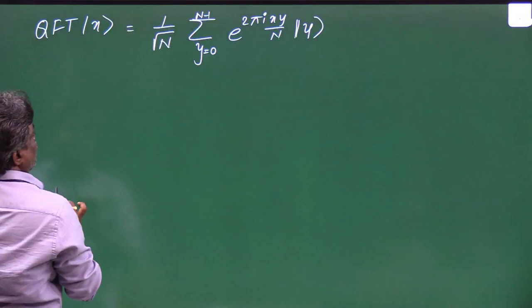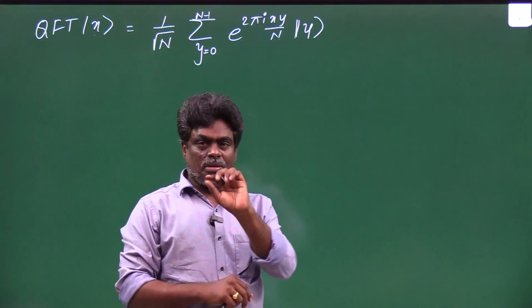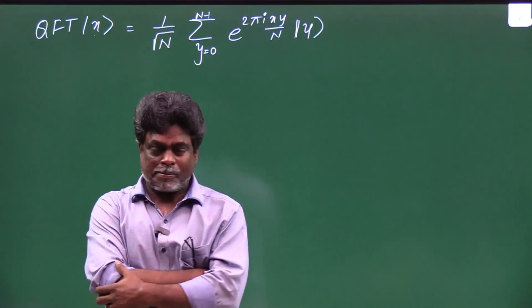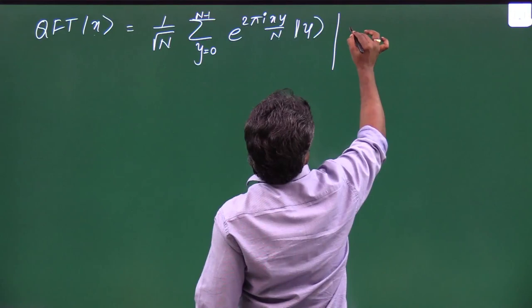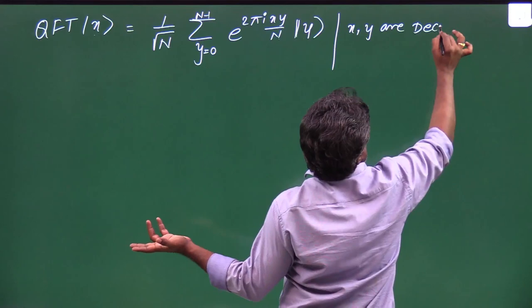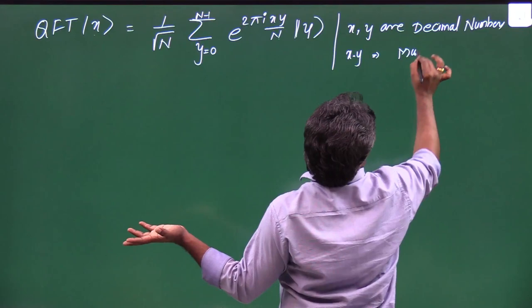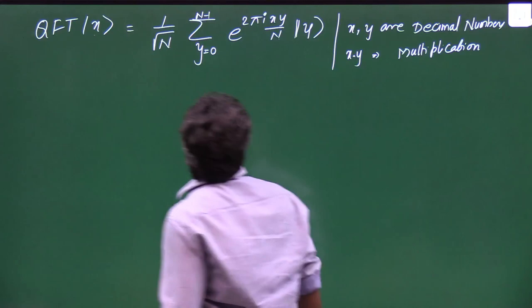Now listen. What are these x and y? This is the confusion, sir. What is x and y? X is the input number, it could be 5 or anything. 5 is represented as 101 in 3 bits. That means x and y are decimal numbers. And one more thing, x into y is the ordinary multiplication, nothing else. Okay, so this is the quantum Fourier transformation.